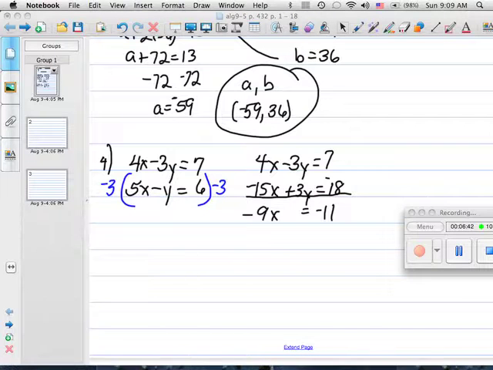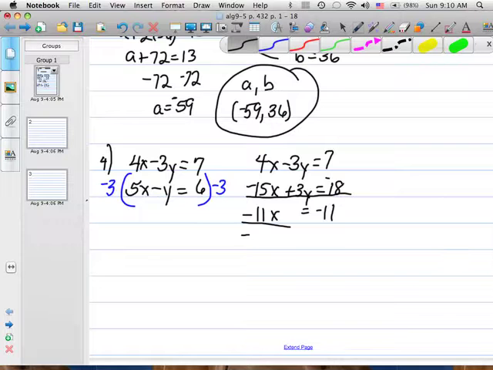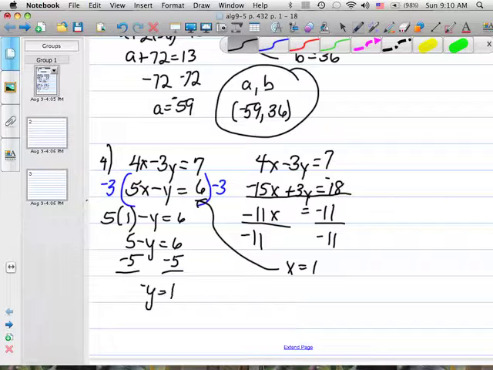Okay, I have a mistake here. This should be negative 11x. Dividing both sides by negative 11, I get x equals 1. And I'm going to substitute it back here, so 5 times 1 minus y equals 6. 5 minus y equals 6, subtract the 5. I get negative y equals 1, so y equals negative 1. And my ordered pair is xy, so x is 1 and y is negative 1.